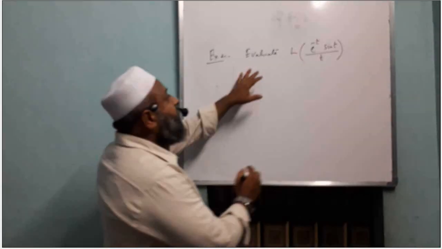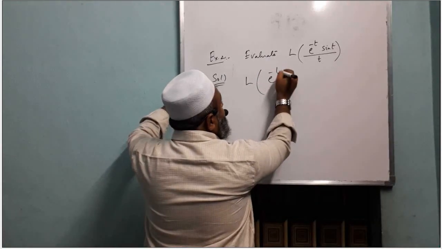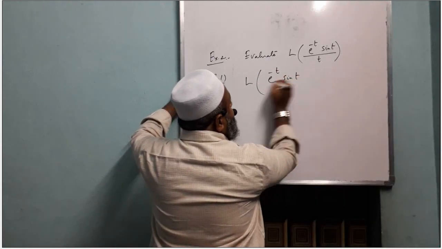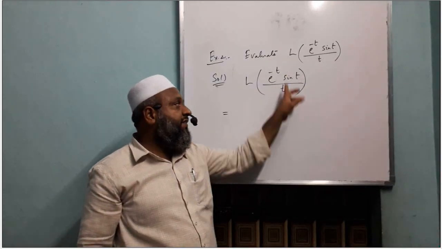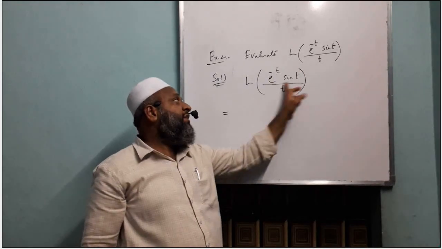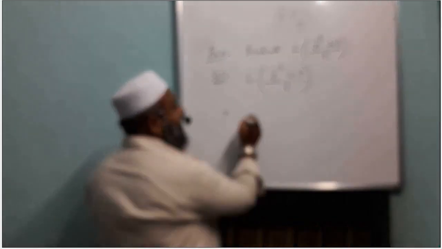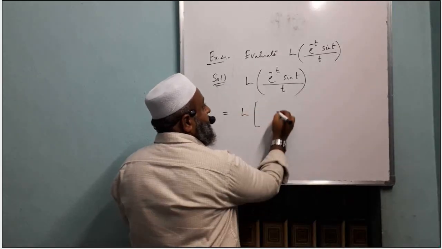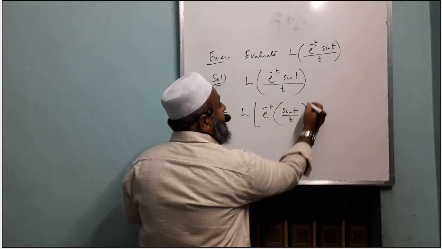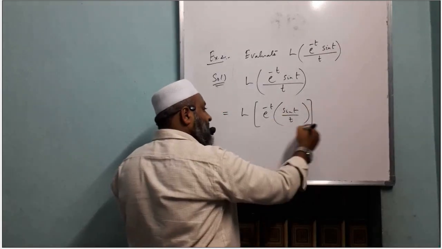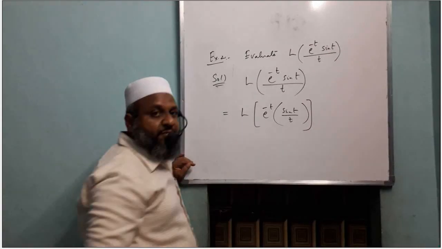Okay, let us see how to evaluate this one. Solution. L of Laplace transform of e power minus t into sin t divided by t. The thing is that it's a product divided by that t. You can calculate the Laplace transform for this completely and then divide with the t. That is one option. The other option is you can write it as e power minus t times sin t by t. So first we'll calculate the Laplace transform of this, and then using the first shifting theorem we will adjust for e to the power of minus t.